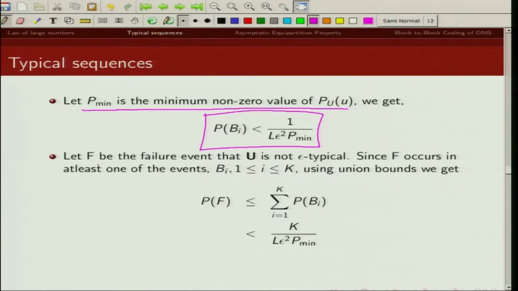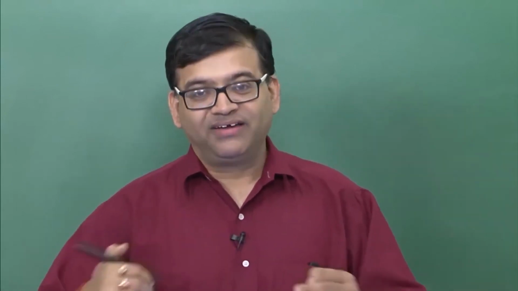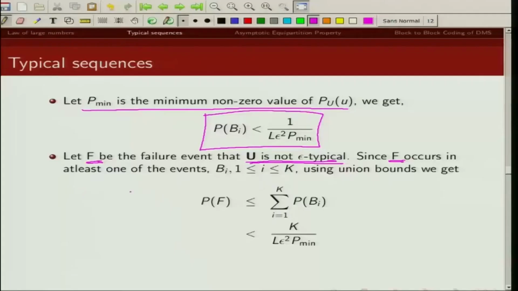Now we define F to be the failure event that u is not a typical sequence. When will u not be a typical sequence? When any of the events Bi occur. If A1 does not satisfy the condition for a typical sequence and other Ais satisfy it, it's still not a typical sequence. So if any of these Ais do not satisfy the condition, the overall sequence u is not a typical sequence. So F occurs if at least one of these events Bi occurs.